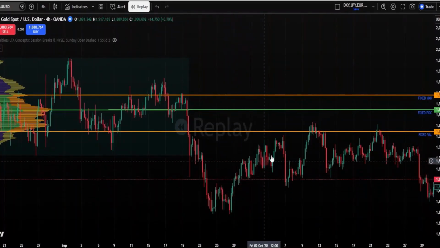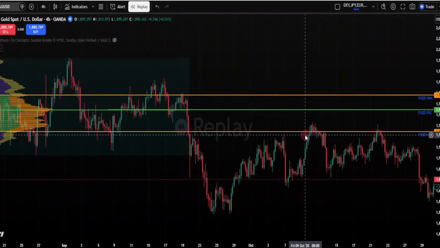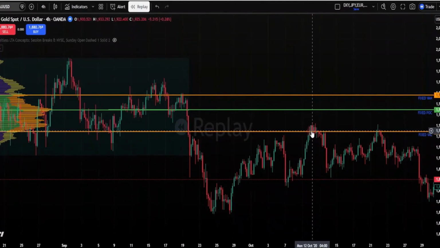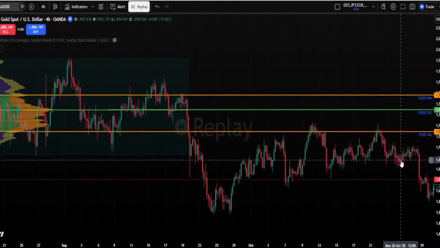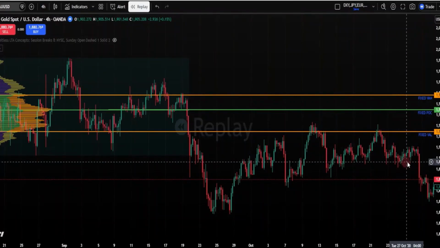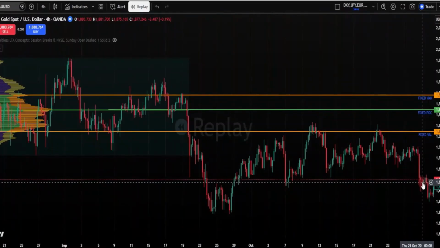When price comes back into the range, it finds sellers almost immediately at the fixed value area low. And look at those rejections. That is not random. That is the market telling you sellers are still in control. That range broke lower, price came back, sellers defended the level, and price continued lower. Once you understand that relationship, consolidation zones stop looking like noise and start looking like information.